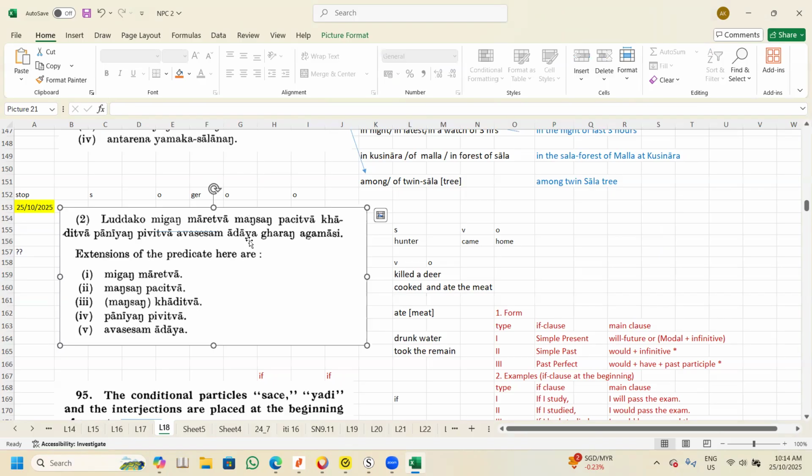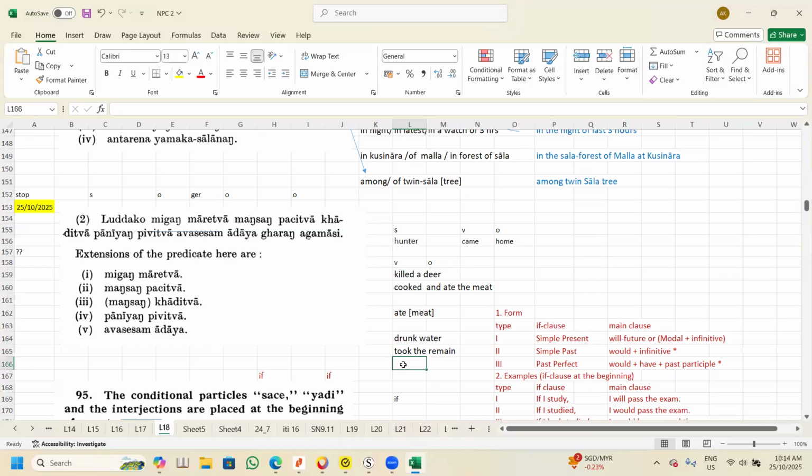Can you see this? He took the remainder of the meat and went home. In this case, this one took the meat, took the remainder, and you should join it with 'and'. So he went home, and that is how you structure it. These two should be in one line: took the remainder and went home. This is how you understand and translate the whole sentence. The 'and' is not there. Okay, any question on this?